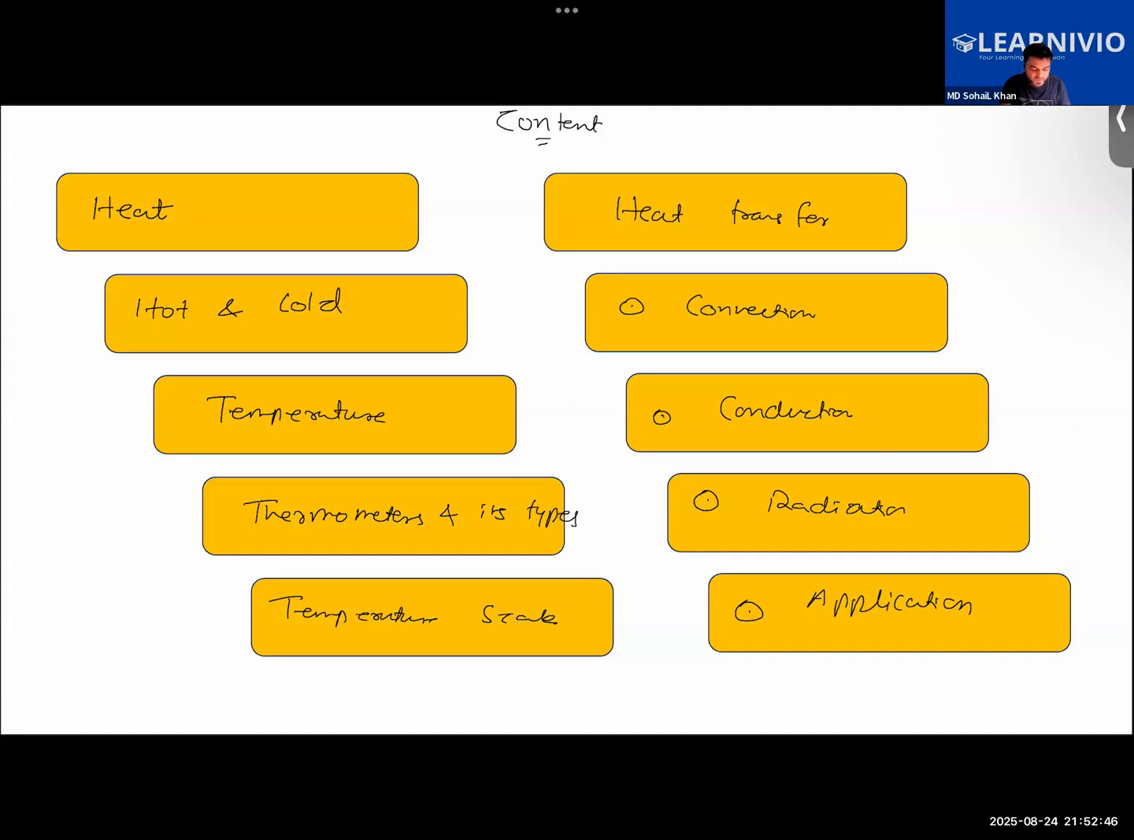So in the chapter, these were the contents which we have discussed. Everyone pay attention here quickly. Salman, turn your camera on.